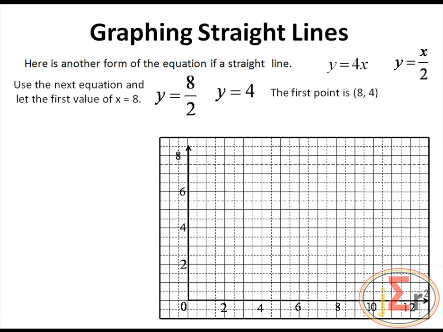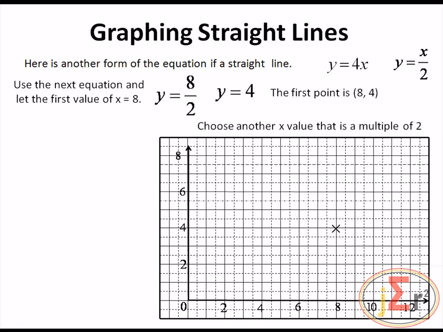So the point is going to be what? 8 for the x and 4 for the y. Right here we have x over 2, or we can say half x. That means you are sure already that whatever the x value is, y is going to be half of it. So you're going to plot that point right there.